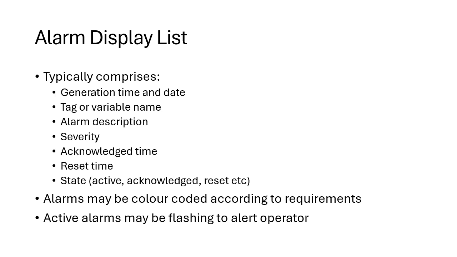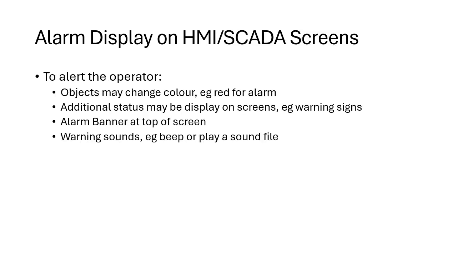And as an additional alert, you may even flash the alarms as well. So an alarm that's just come into the system and hasn't been acknowledged yet, maybe that's flashing red and black just to tell the operator that something's going on and that they really need to take some action. So as we've said, for the alarm display on the HMI SCADA screens, to make sure that the operator is alerted, there may be various functions we can do. And these can actually be performed on the Mimic screens themselves, not just on the alarm display, but on the Mimic screens that are showing the operator the plant status.